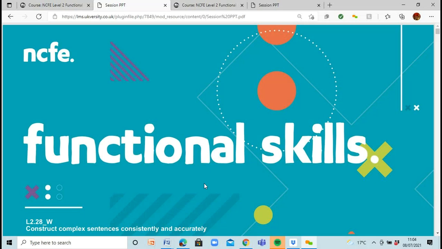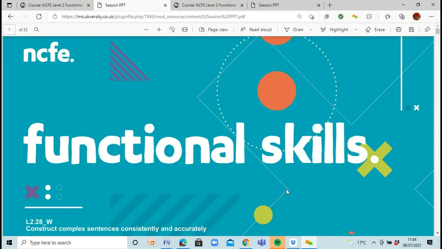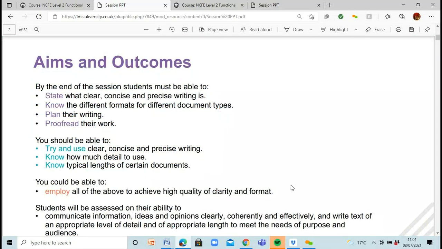Now, can everybody see my screen okay? I'm on the functional skills blue screen. Yes. Yeah, brilliant. So my laptop has been lagging since yesterday, so I apologize if it takes a while to swap over on screens.